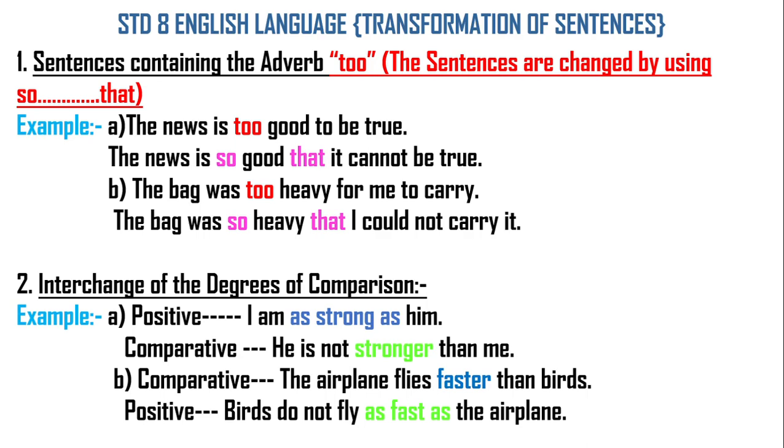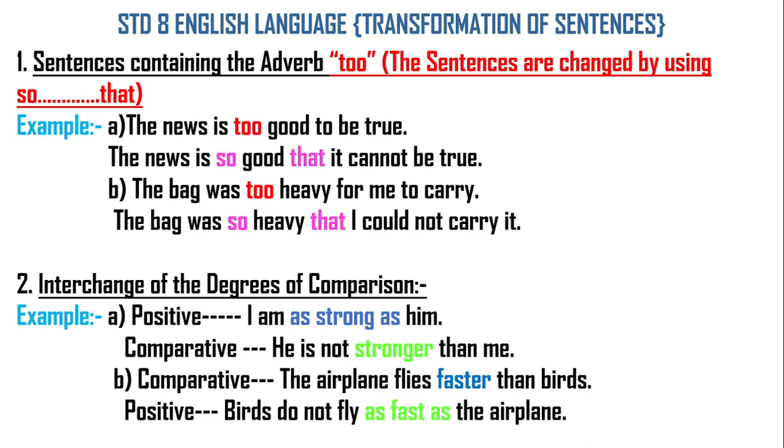The news is too good to be true. Too is the adverb. How do we transform it? The news is so good that it cannot be true. The number B example. The bag was too heavy for me to carry. The bag was so heavy that I could not carry it.